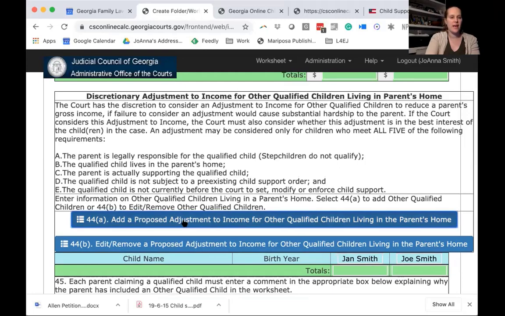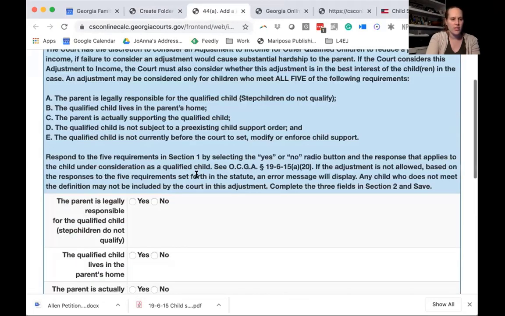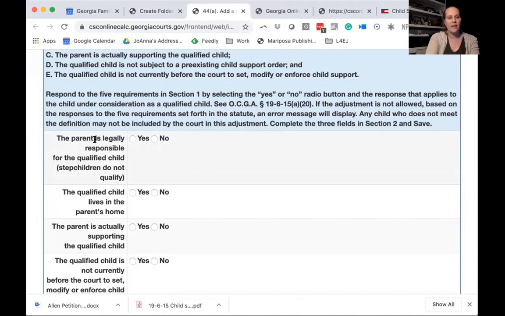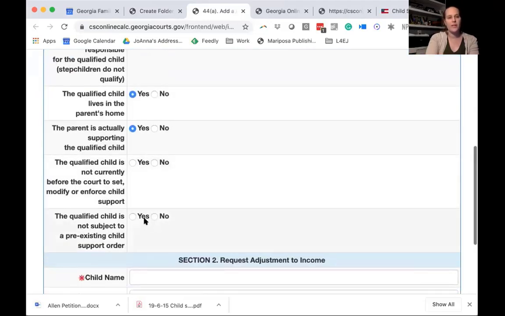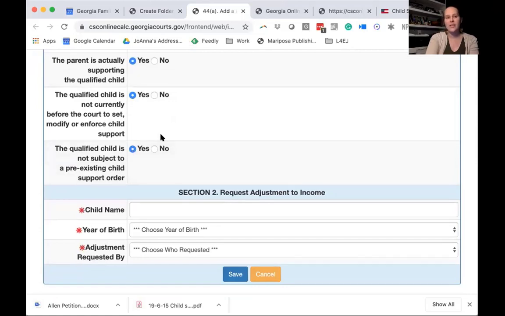Because you have to be able to say, I think it asks you all the questions. You have to go through and certify that the parent is legally responsible for the qualified child. So if I think about my son, I am legally responsible for him. Yes. Does he live in my home? Yes. Am I actually supporting him? Yes. The qualified child is not currently before the court set to modify or enforce child support. Yes. And my child is not subject to a pre-existing child support order. Yes. You have to be able to say yes to all of those in order for the child to qualify. Any questions about that one?